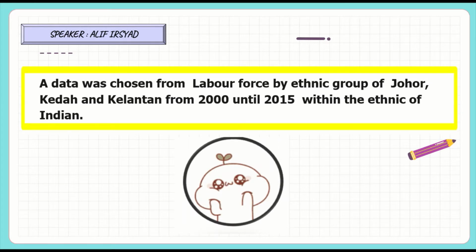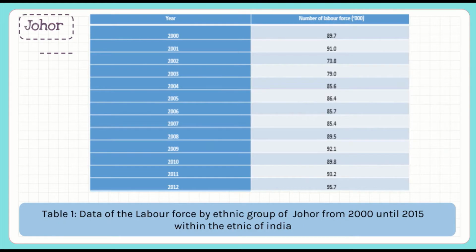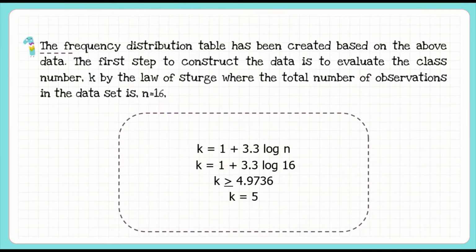Okay, so for problem 1, the data was chosen from the labour force by ethnic group of Johor, Kedah, and Kelantan from 2000 until 2015 within the ethnic group of India. As you can see, the data of the labour force by ethnic group of Johor from 2000 until 2015 within the ethnic group of India is shown in the slide, and then the frequency distribution table has been created based on the above data. The first step to construct the table is to evaluate the class number K by the law of Sturges, where the total number of observations in the data set is n equal to 60.